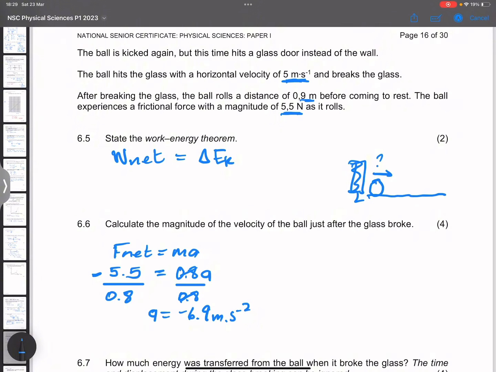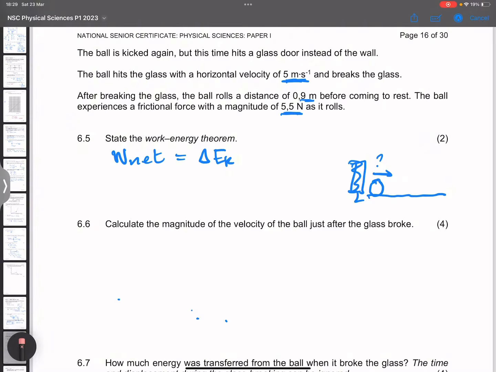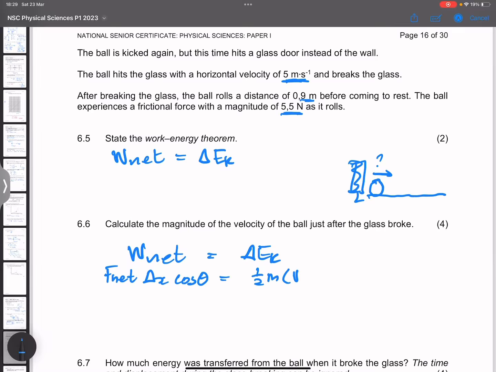Actually, we could have also used principles of energy. In fact, let's do that because I see they've asked us about the work energy theorem. So I'll say the net work done on this object will change the kinetic energy. So this would be F net delta X will change the kinetic energy. So I'll say half m Vf squared minus Vi squared.